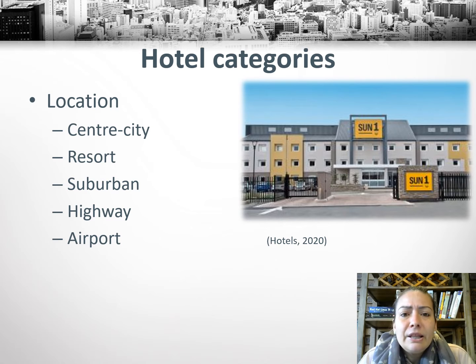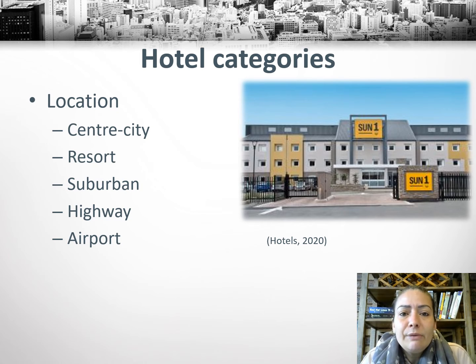Okay, now we are going to categorize hotels. Now, the first category that I'll be talking about is location. So, hotels can be located anywhere. But remember, we also have luxury hotels, we've got economy hotels, budget hotels, all those kinds of things. So you can get all of those types of hotels located anywhere as well. So that's why we are going to separate the different categories.